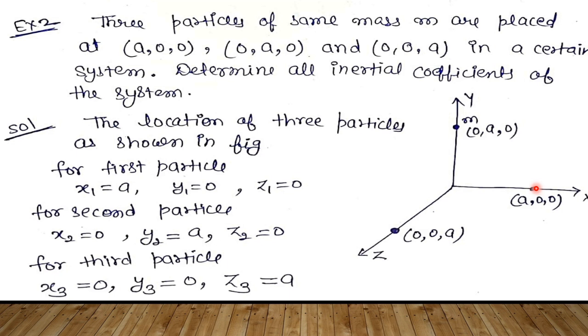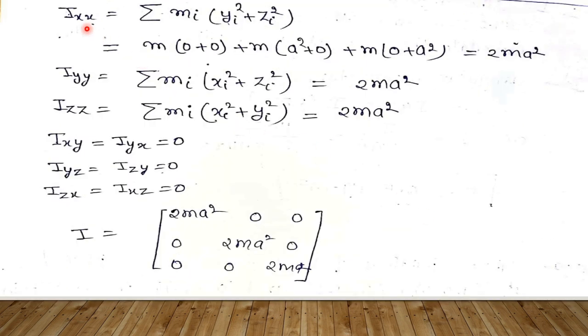For the first particle, we have x1 equals a, y1 and z1 equal 0, and for the second particle x2 equals 0, y2 equals a and z2 equals 0. Similarly for the third particle, x3 equals 0, y3 equals 0 and z3 equals a. So we have Ixx equals the sum of mi (yi square plus zi square). We can put in the values of this. We have m, and this will be the only value.